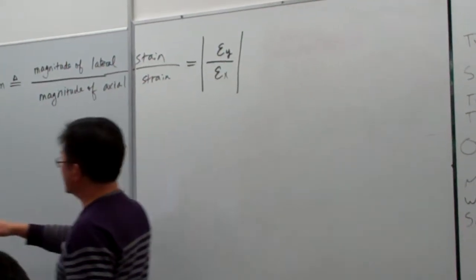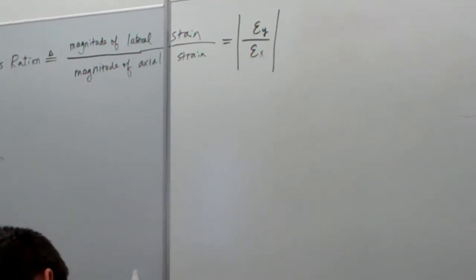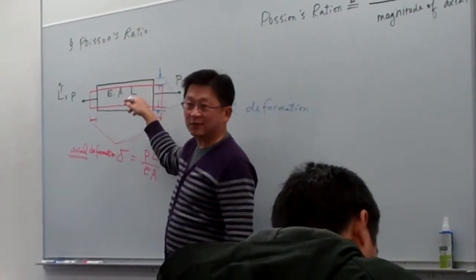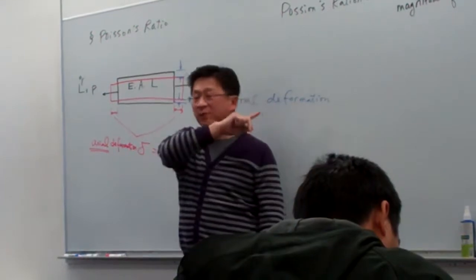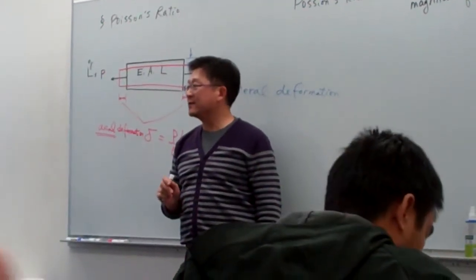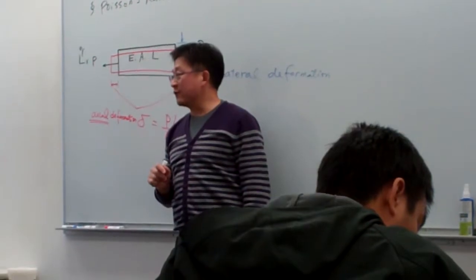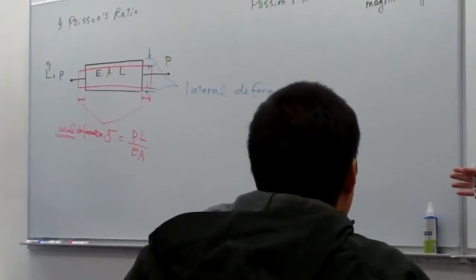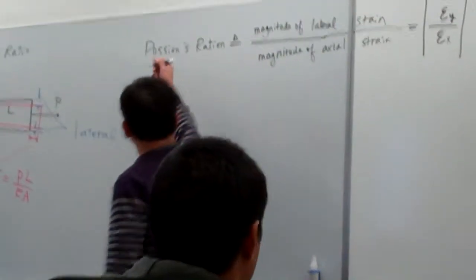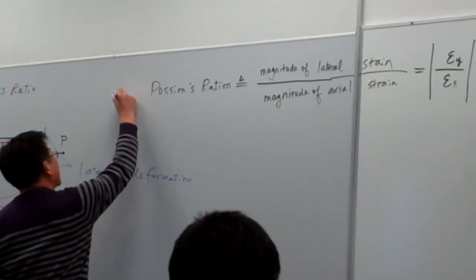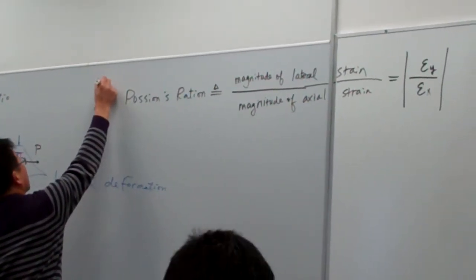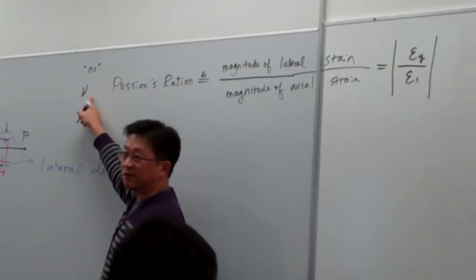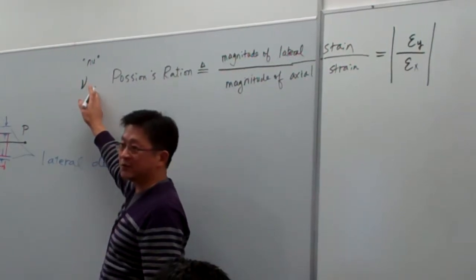Because in real cases, the axial strain is getting elongated, so the axial strain is positive. The lateral strain is negative because it gets shortened. So for the Poisson ratio, we just take out the sign. This definition is very straightforward. For all the natural materials, the Poisson ratio, for which we use the notation nu, is a very common notation in almost all textbooks.